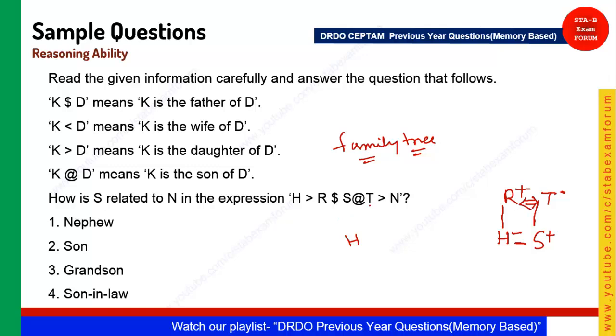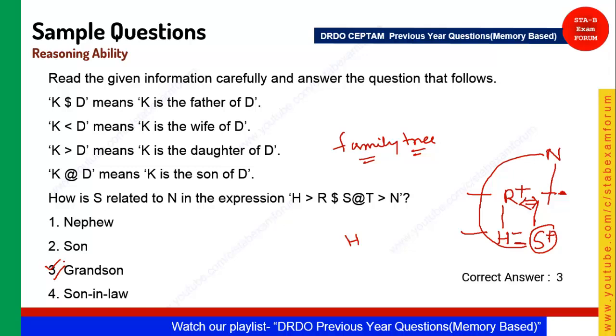Then T greater than N. Greater than means T is daughter of N. So T is daughter of N, this is N and daughter, as we already identified. So what is the relationship between N and S? As you can see, there are 2 generations. So S is grandson of N, and this is the correct answer. So those students who gave option 3 as their answer are correct.